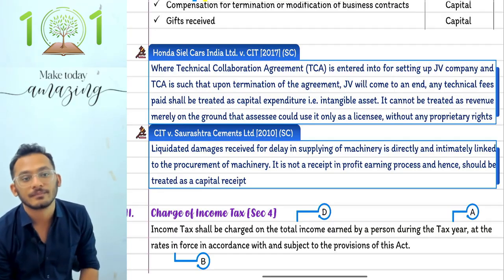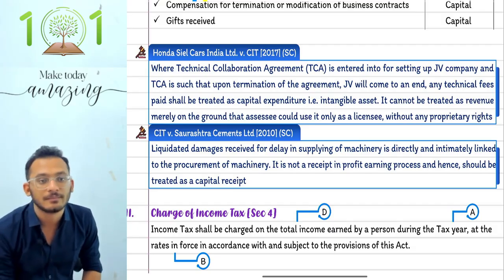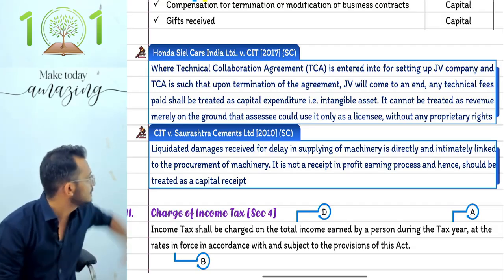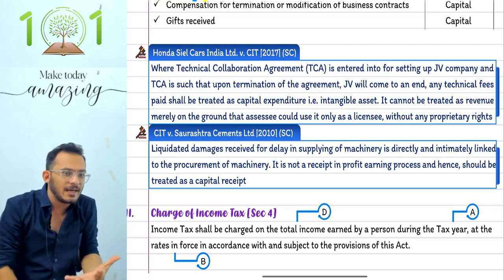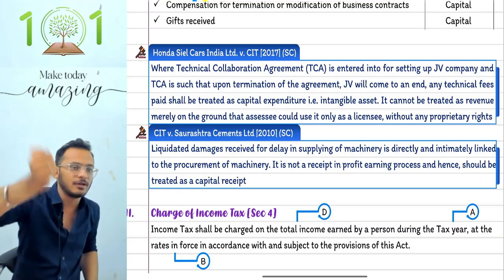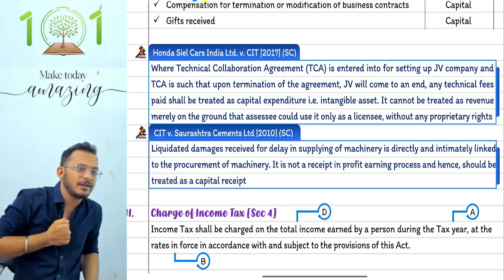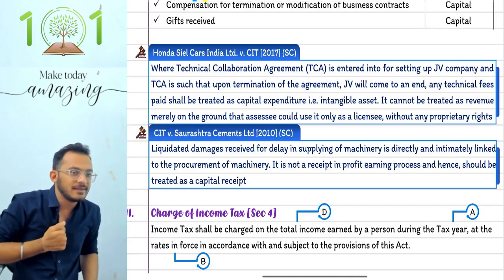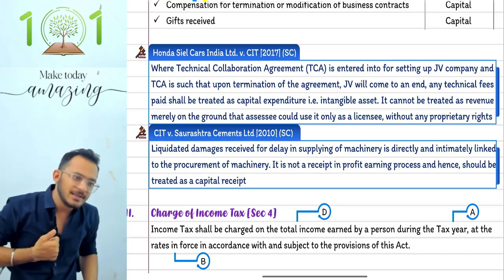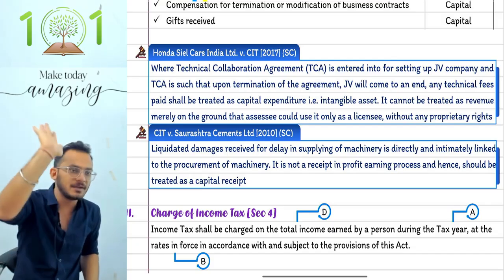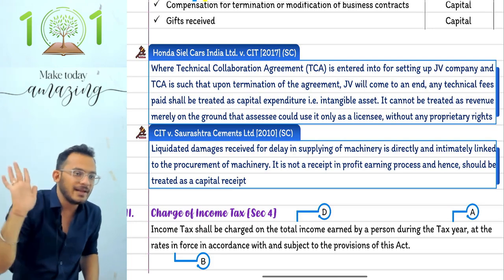Yes. Which one? For the second one, if I'm receiving liquidated damages, a penalty because they did not give the asset on time, is it a capital or revenue receipt? Capital receipt. At that stage, I will ask you which head of income is it taxable under? PGBP. And PGBP says any capital receipt is taxable. At that stage, what is the answer?